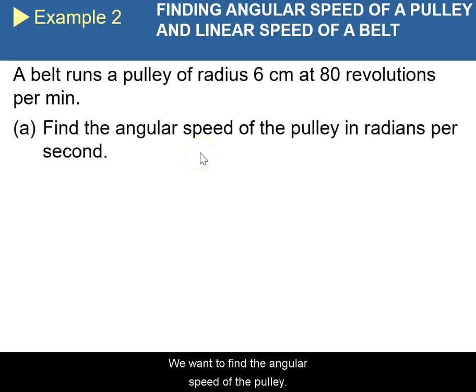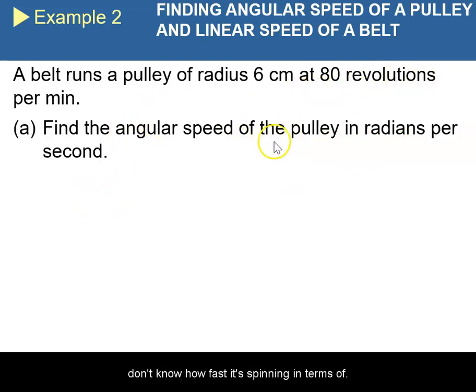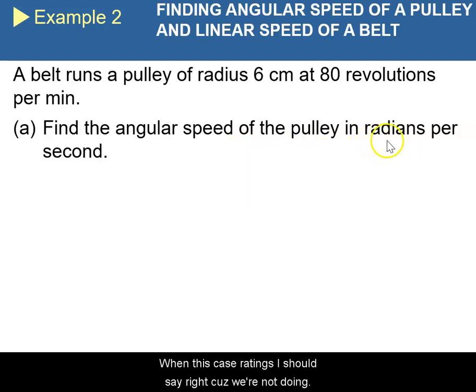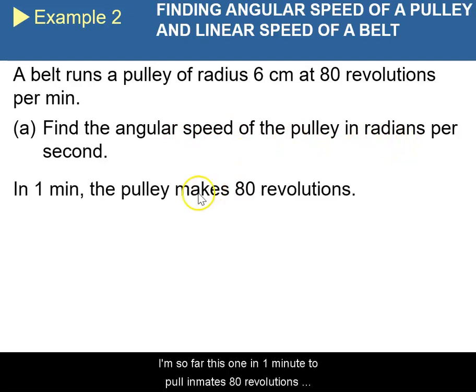We want to find the angular speed of the pulley in radians per second. I know the revolutions, but I don't know how fast it's spinning in terms of how many angles per second, or in this case radians, I should say, because we're not doing angles. In 1 minute the pulley makes 80 revolutions. So in 1 minute, or 60 seconds, I have 80 times 360 degrees, and I can use that to turn into radians per second.